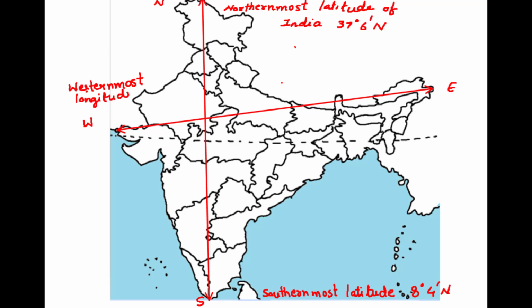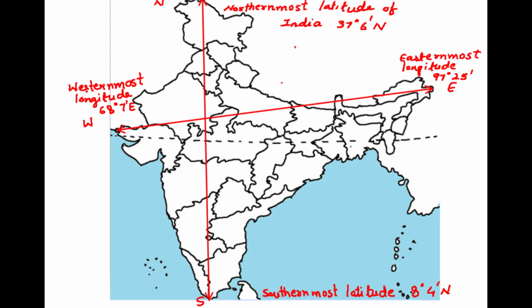So now let's talk about the westernmost longitude. Any guess? Okay, do we lie in the eastern hemisphere or western hemisphere? Any idea? Yes, we lie in the eastern hemisphere. So even our west direction will denote the longitudinal value as east. And what is the dimension? It is 68 degree 7 minutes east. And what about the easternmost longitude? It is 97 degree 25 minutes east.